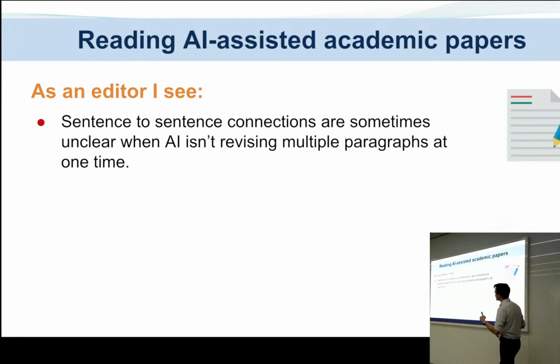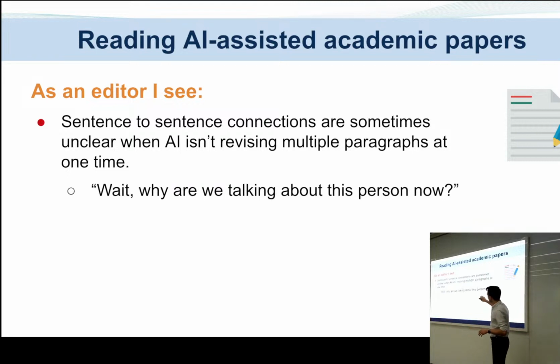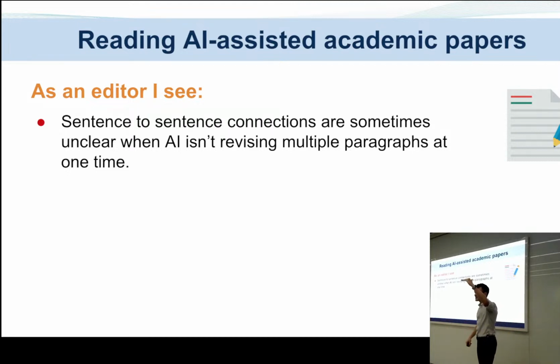So sentence to sentence, different point. Sentence to sentence connections are sometimes unclear when AI isn't revising multiple paragraphs at one time. So if you say one sentence, ChatGPT, help. Okay. You type the next sentence, ChatGPT, help. Okay. ChatGPT, help. ChatGPT doesn't necessarily think you're connecting all of these ideas, so it won't connect these ideas. You'll have 3 beautiful sentences that don't feel good together.